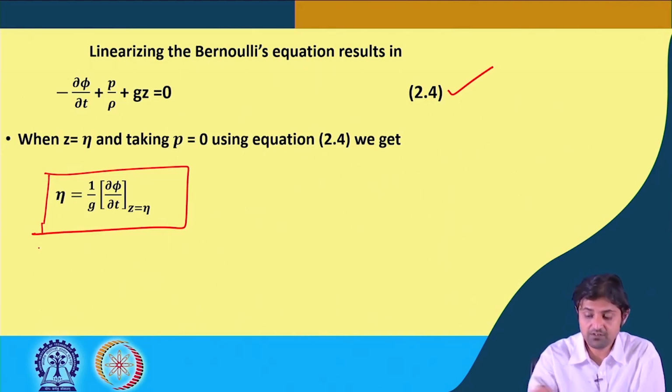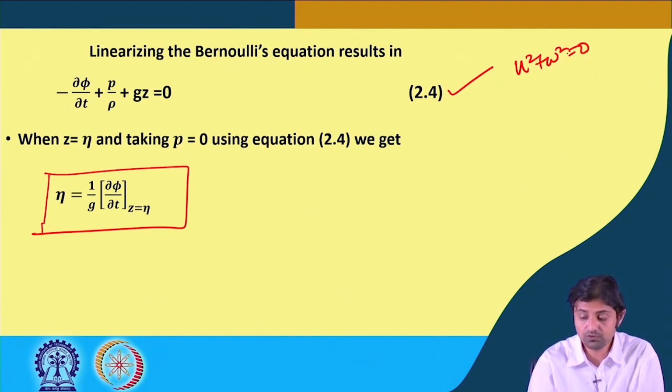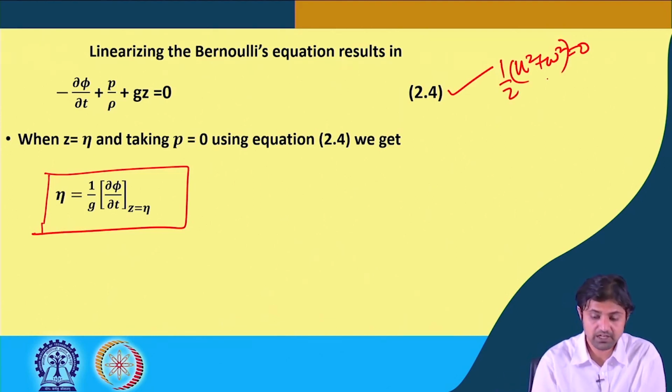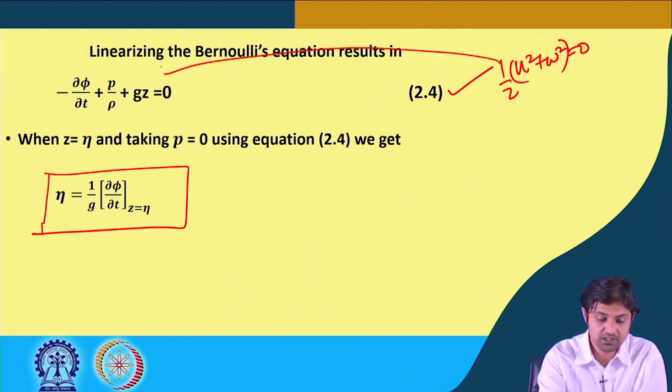You see why we have assumed u square plus w square is equal to 0. At the top there will be no velocity of the fluid particle, that is why it is going down under the influence of gravity, that is why half u square plus w square is going to 0, alright, and that is why we were able to linearize and avoid this term in here.